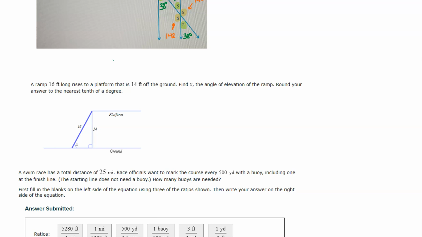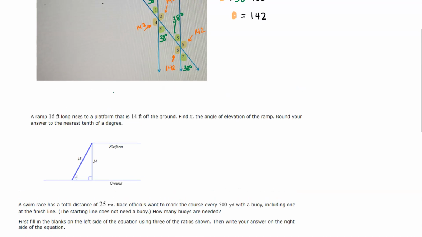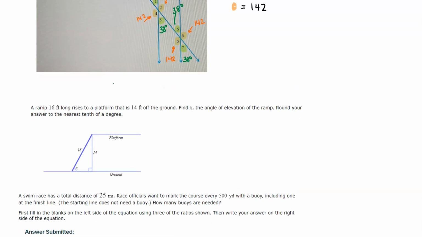So now in this next example, you've got a ramp which is 16 feet long, and it rises to a platform that's 14 feet off the ground, and we want to find the angle of elevation of the ramp. The angle of elevation is going to be the angle that the ramp meets with the ground. So this angle here is what we're looking at, right?